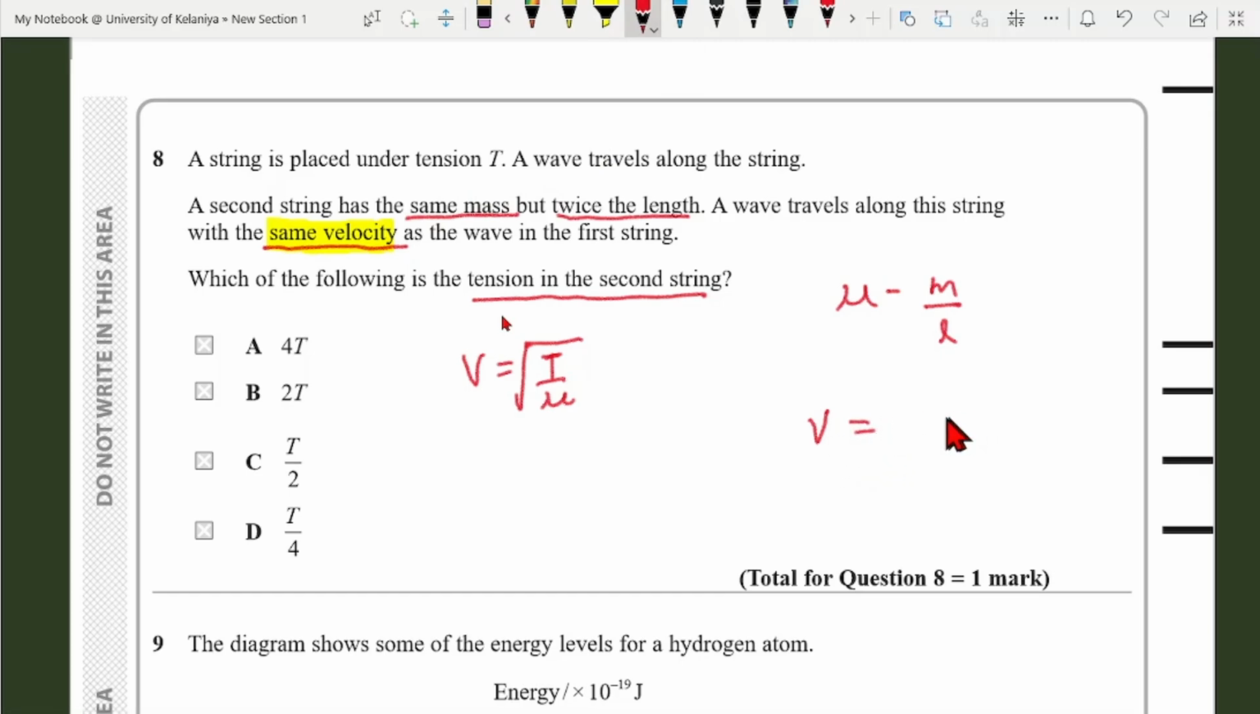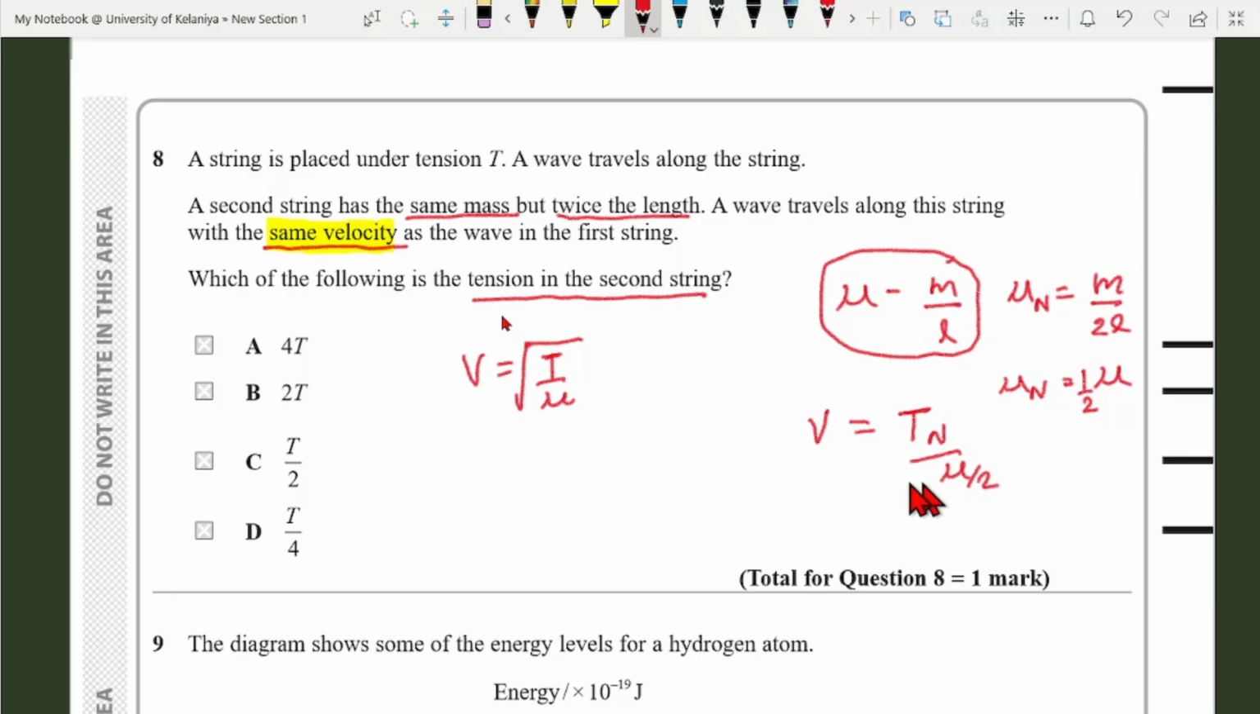And we don't know the tension, so I'm going to put it as just new tension, Tn. They have mentioned it has the same mass but twice the length, so let's call the new mu, mu n, in the second wire. We can write our new mass per unit length like this: it is 1 over 2 times M over L. M over L means mass per unit length, it is mu. So our new mass per unit length is mu over 2.